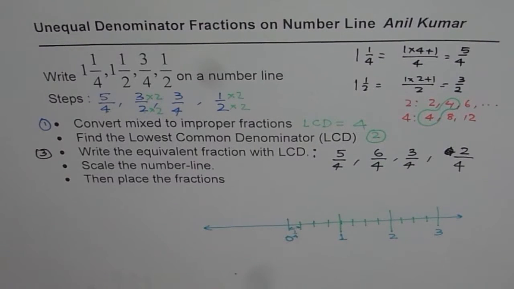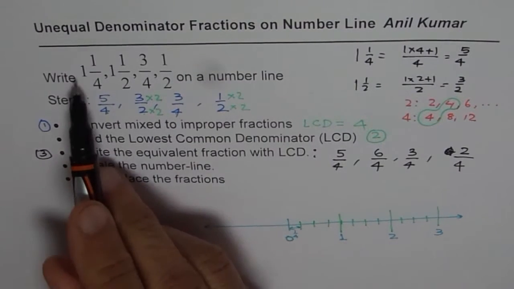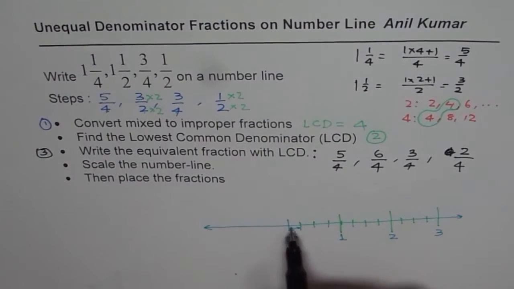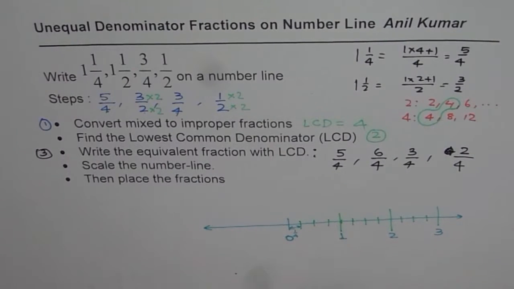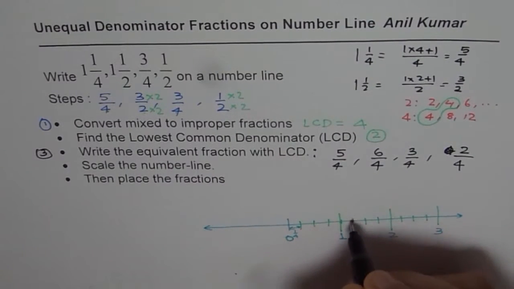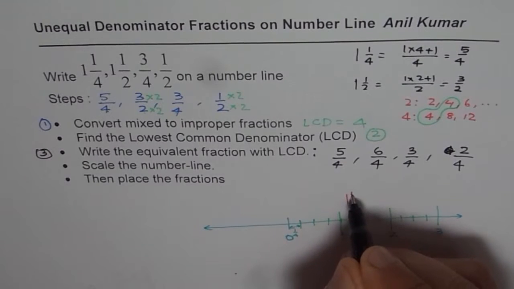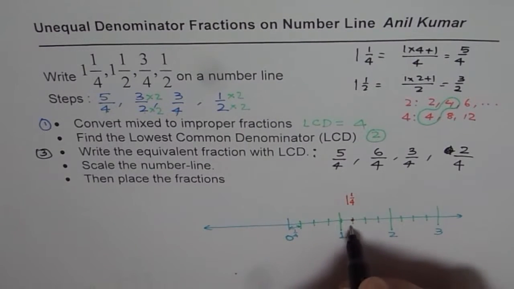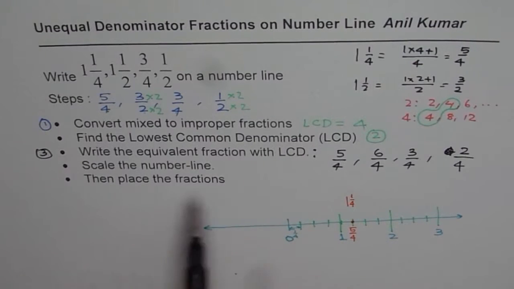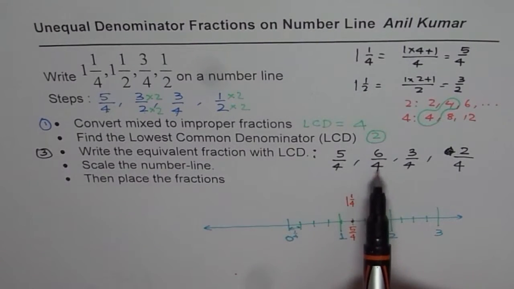5/4. 5/4 means what? 1 whole, 1/4. That is also a way. 1 whole and then 1/4. So 5/4 will be this one. So this is our 1 whole, 1/4, or 5/4. Correct? So either way.